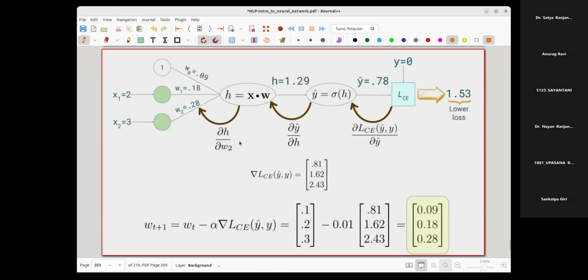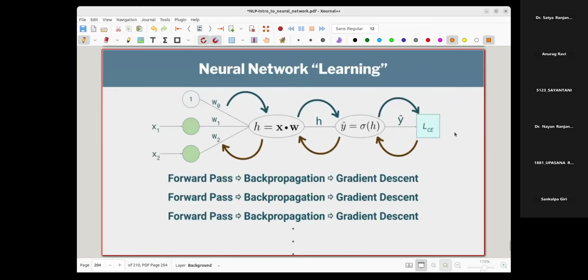Now you pass these 0.09, 0.18, 0.28 again and do the same process. H becomes 1.29, Y cap becomes 0.78. Now your loss, previously the loss was 1.62. Now for the new W's, your loss is lowering, that is 1.53. Again you do the same process. So this process, forward pass, backpropagation, and gradient descent, you just repeat multiple times until you reach your solution. Means either you reach your maximum number of iterations, or you have a threshold. When it is below the threshold, you stop and you get the final W. So this is called neural network learning.